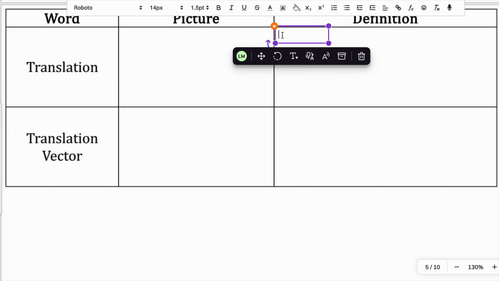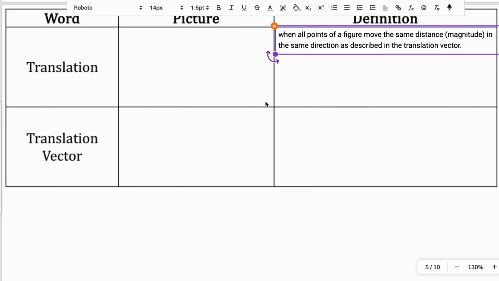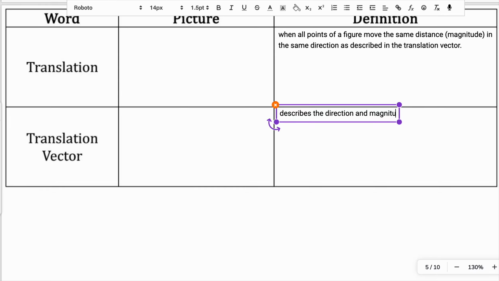So translation definition is when all points of a figure move the same distance, which we'll call magnitude, in the same direction as described in the translation vector. And then a translation vector is when it describes the direction and magnitude of the translation.